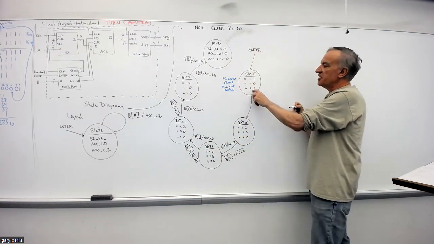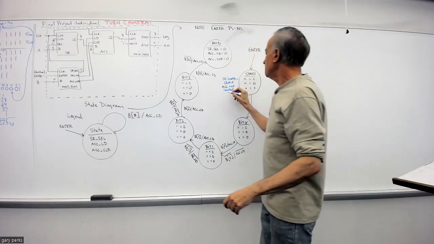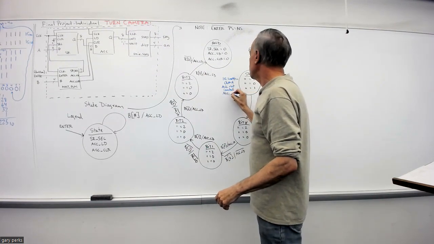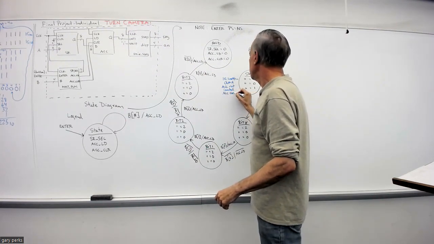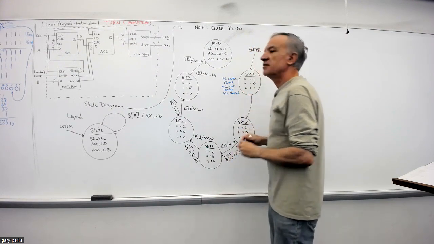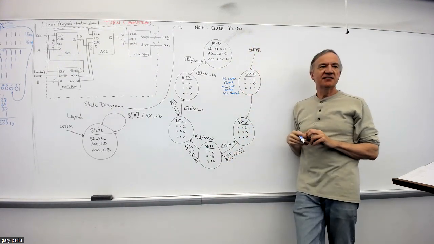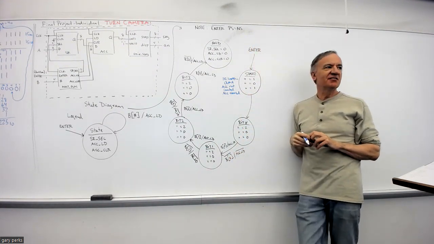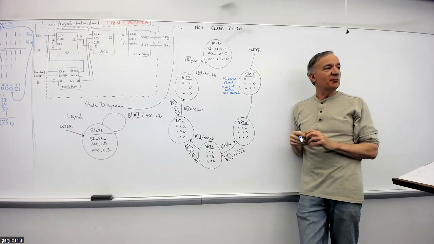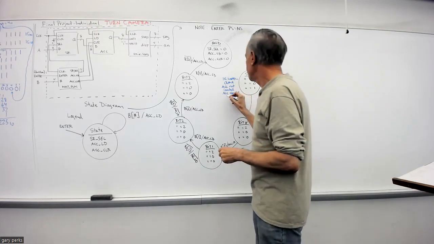And the accumulator clear is a 1, so the accumulator is going to get cleared. And cleared means what? Cleared is the same as reset. What does reset mean? Yeah, that the output just gets assigned 0.